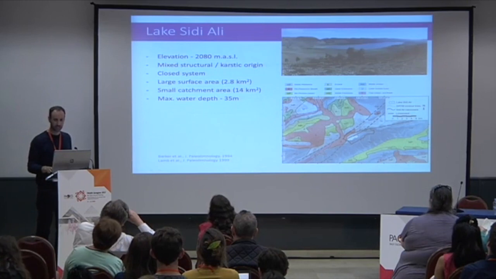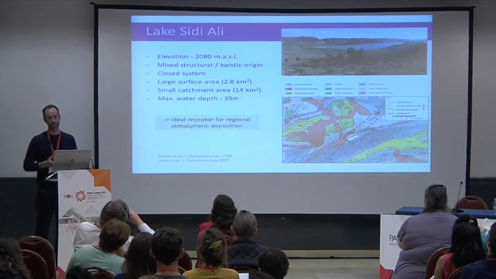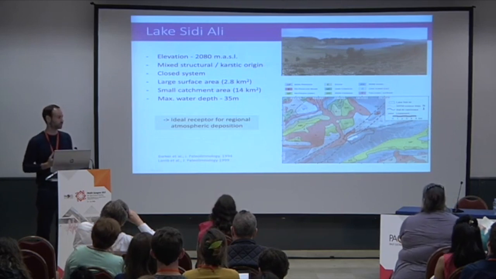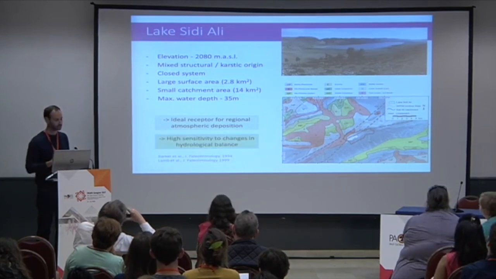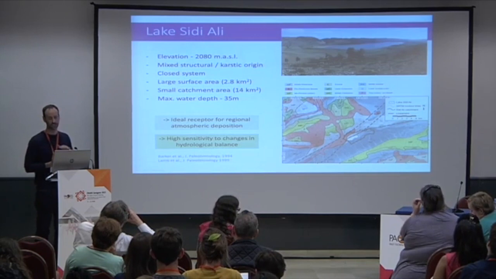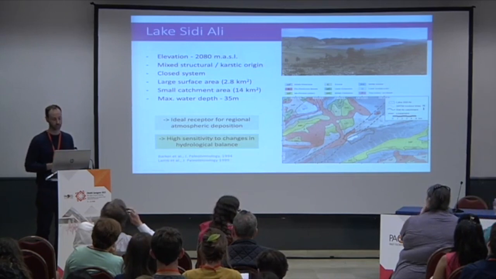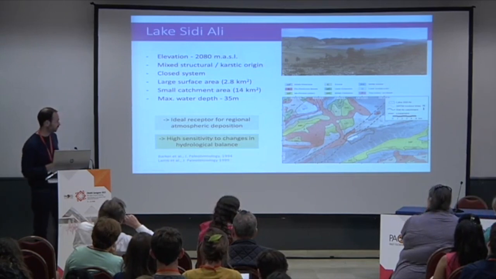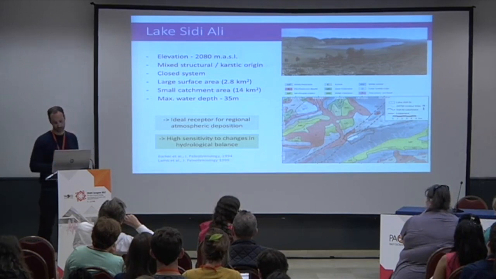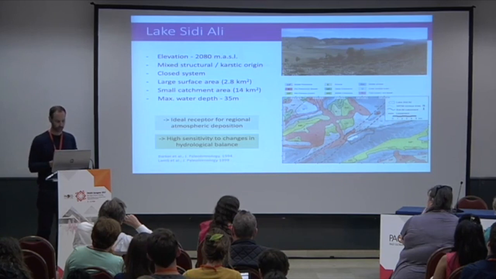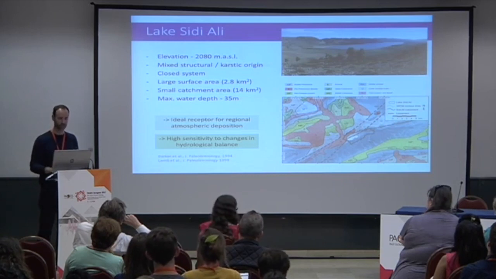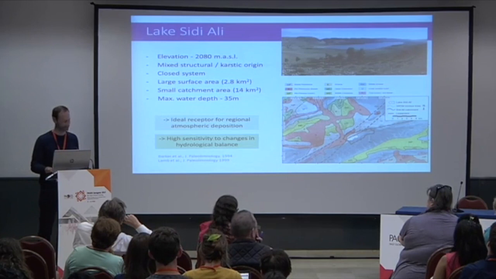These particular characteristics, from a palynological point of view, mean that the site is an ideal receptor for regional atmospheric deposition, getting an integrated signal of changes in the wider region. And ultimately, the site is also of great interest because of its sensitivity to changes in hydrological balance. And these features of interest were, of course, what promoted and drove the pioneering work there in the late 80s and 90s by Henry Lamb, Phil Barker, Neil Roberts, and others, many of whom are here in the conference this week as well.